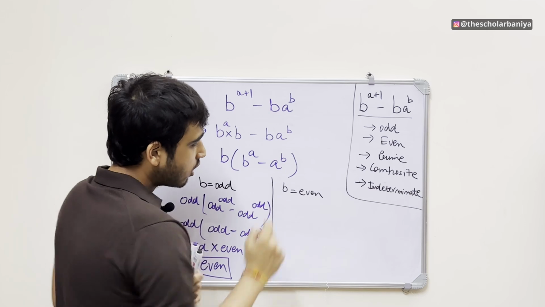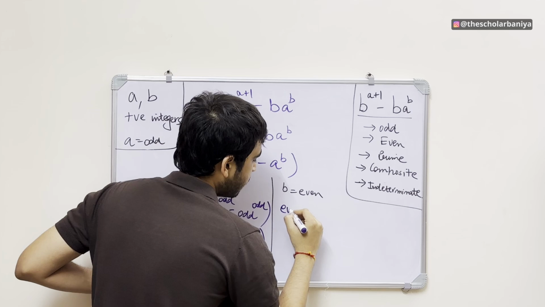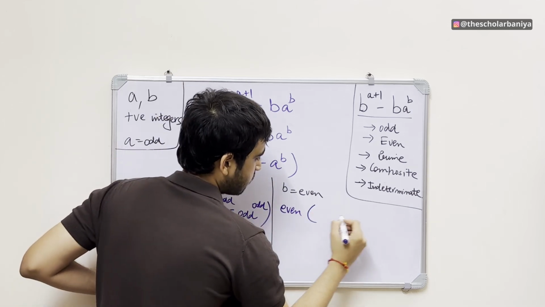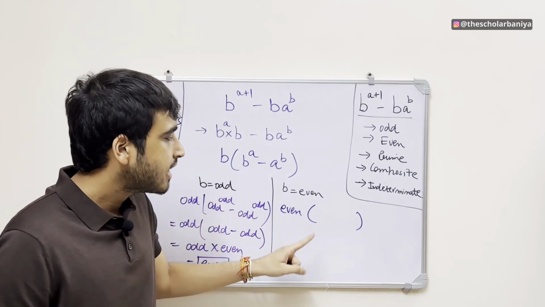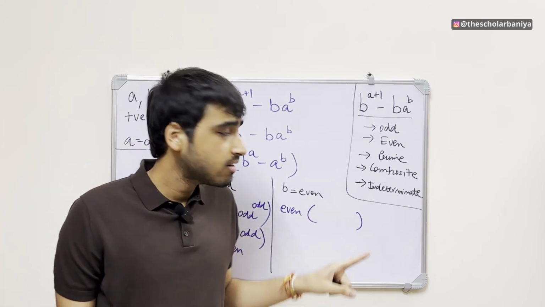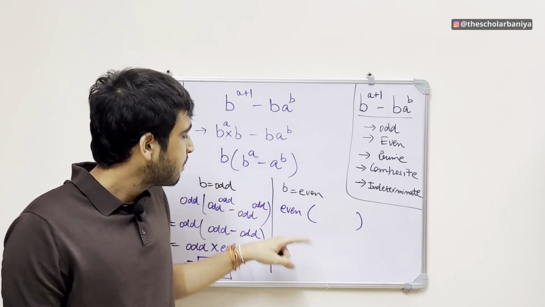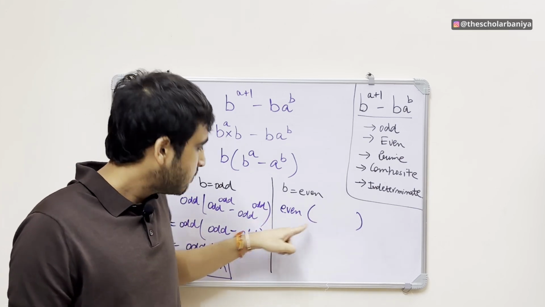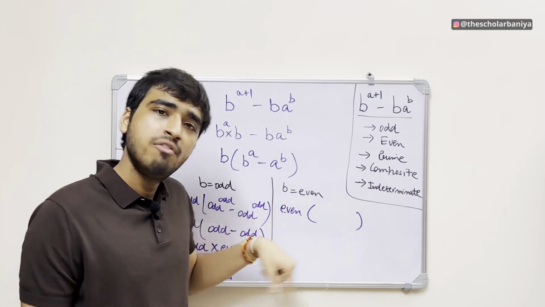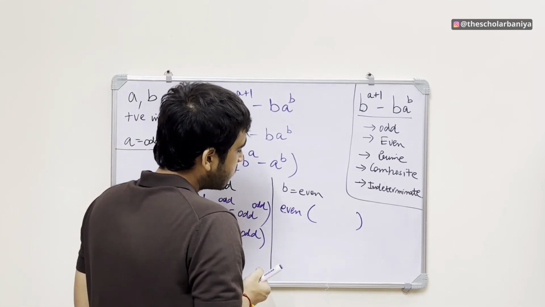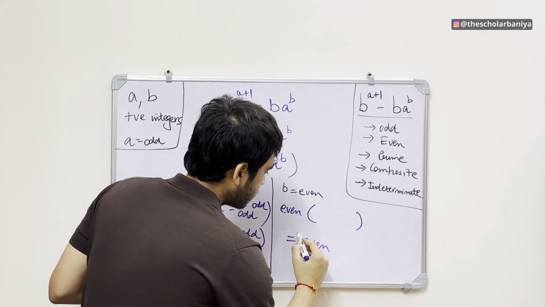Okay, now let's talk about if b is equal to even. So if b is even, this means even into this part, right? Now the point is that I don't need to solve this entire thing because I know that irrespective of whatever there is inside this, it can be odd or it can be even. I don't care. Why? Because this is even, right? So even into even will be even. But even if there is odd over here, still even into odd will be even. So irrespective of anything, the answer over here will be even, right? So this is also even.